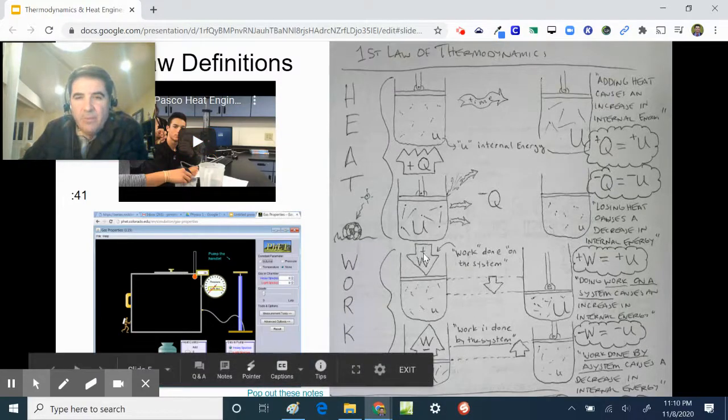Same thing, if you press down on the piston, work is being done on the system. That's how we say it. And when work is done on a system, that causes an increase in internal energy. And then vice versa, when you have work done by a system, that means the piston pushes up, then that will cause a decrease in the internal energy, and the internal energy is the molecules on the inside.